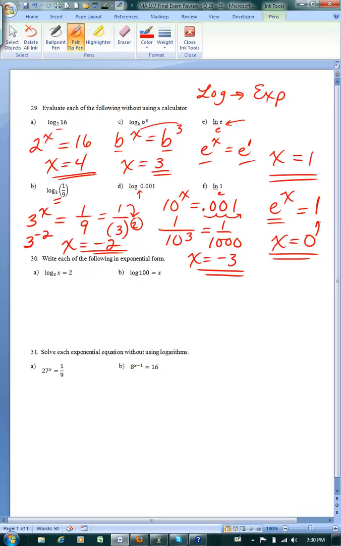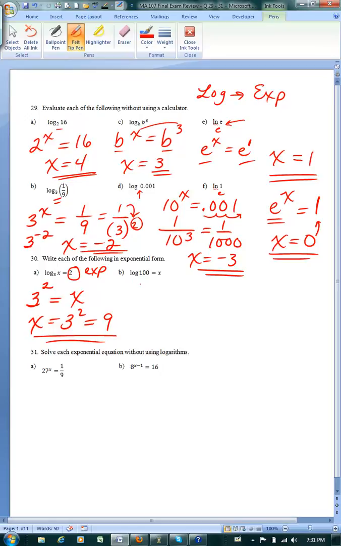Number 30, write each of the following in exponential form. All right, remember the single isolated number is always the exponent. So I have the base of 3 and the exponent of 2, and that equals x. So x equals 3 squared, which is 9. You didn't have to solve it, but this is an easy one to solve.